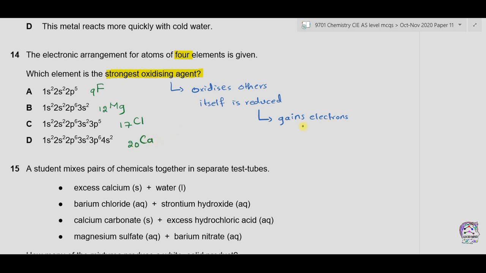Now we know that non-metals gain electrons while metals lose electrons. So the answer must be a non-metal, so it could be A or C. Now among A and C we have fluorine and chlorine. Now fluorine is more electronegative than chlorine. It means that it is a stronger oxidizing agent as compared to chlorine. The answer is therefore A.